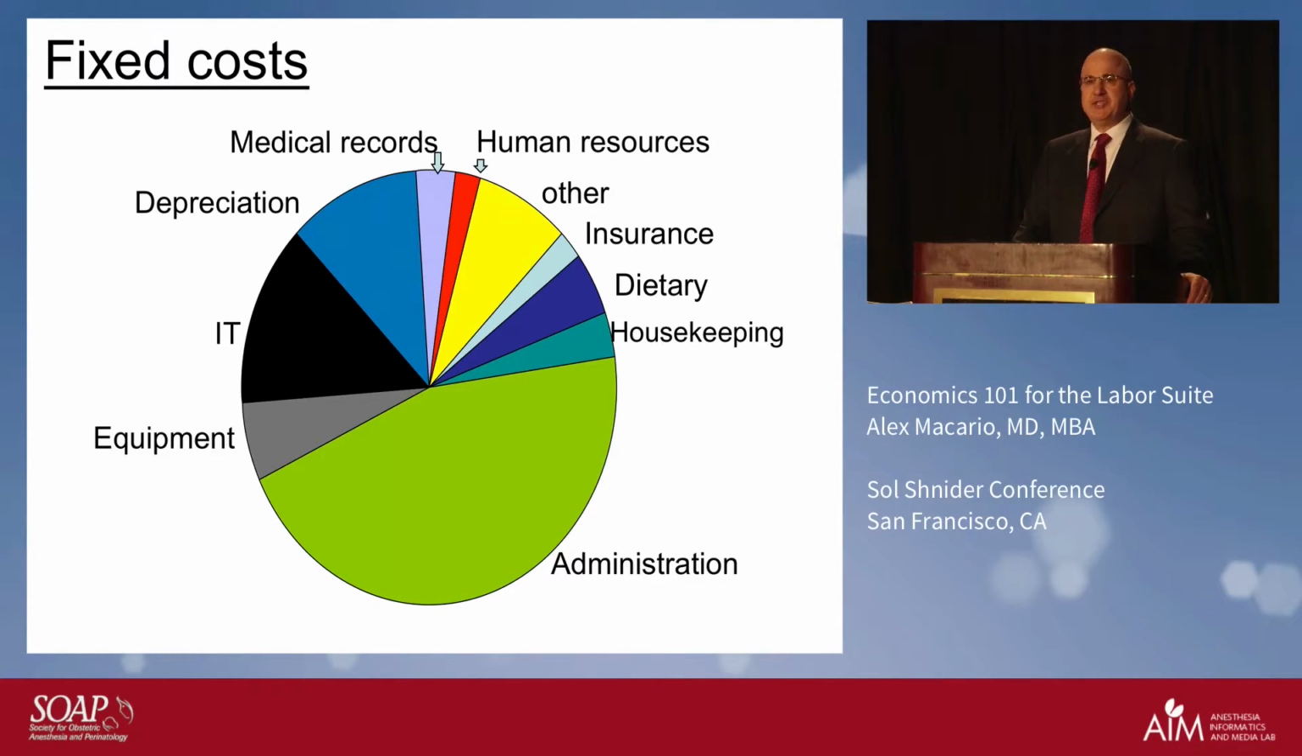So for any particular hospital, the cost of taking care of a patient on any given day, the majority are overhead costs. So when the hospital or the labor and delivery suite asks you as a physician or nurse to help reduce costs, you can work with them to reduce variable costs, but you can also ask them, what are you doing to reduce the overhead costs?